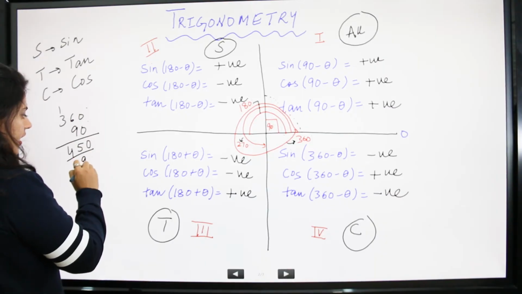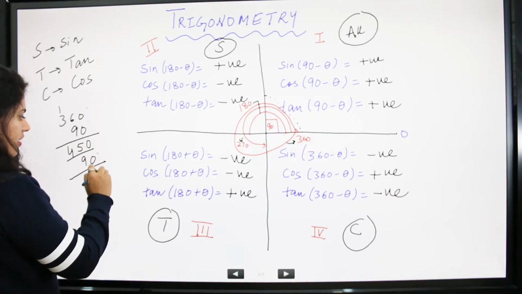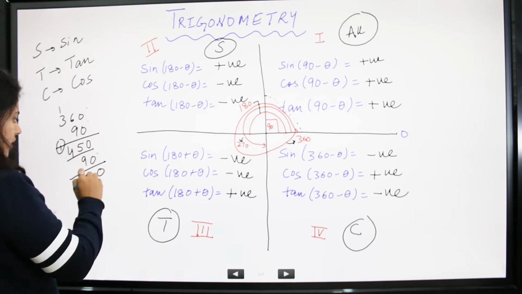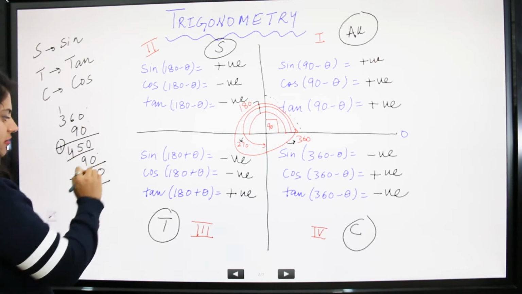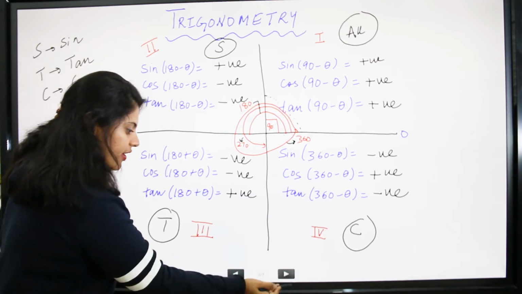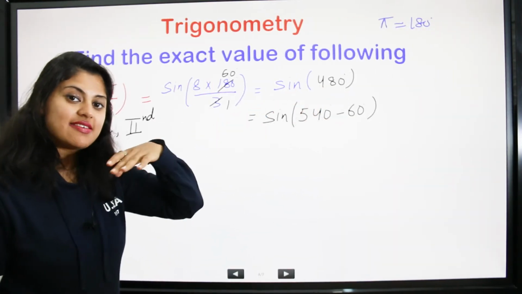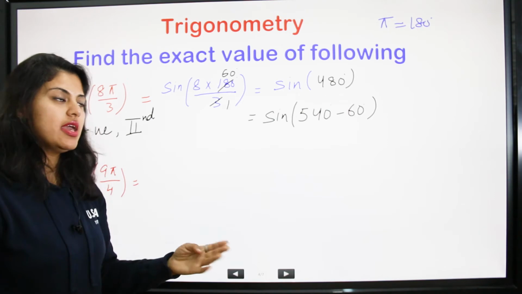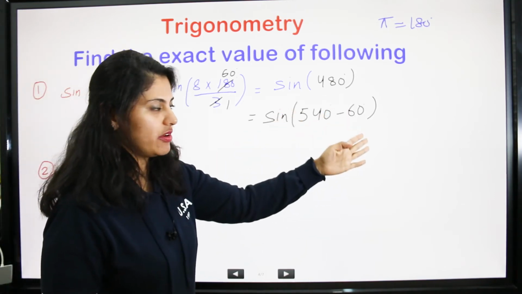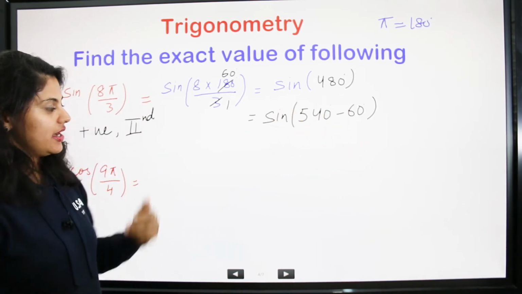And if you again add 90 degree in this one, you're going to get 14 and 5, which is 540 degree. So that's why in the second quadrant we have mentioned, because 480 degree is less than 540 degree, you can write this as 540 degree take away 60 degree.